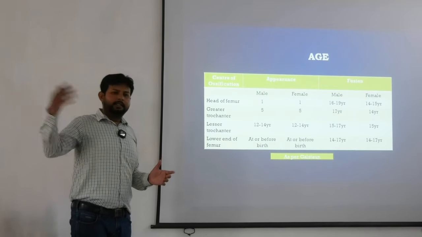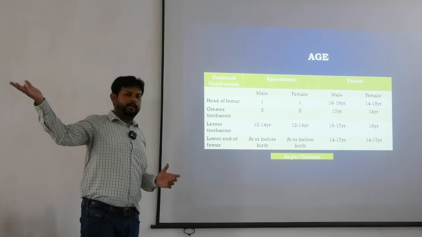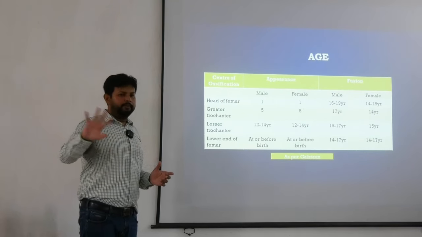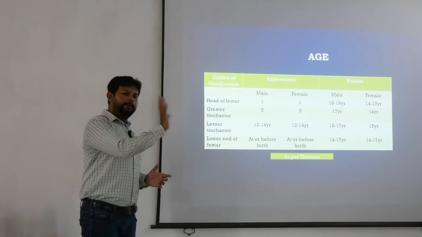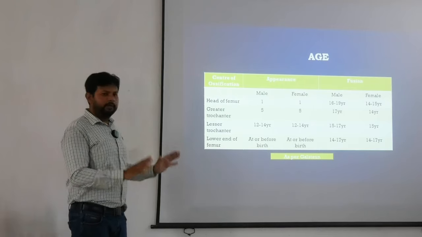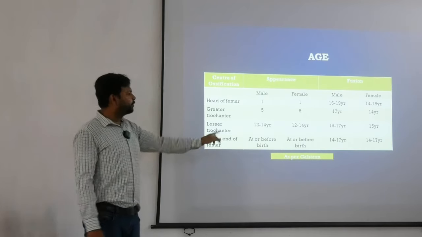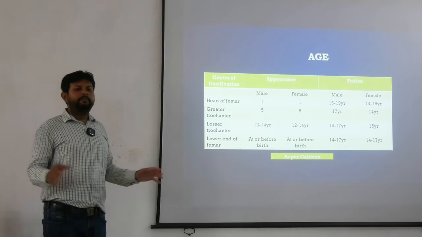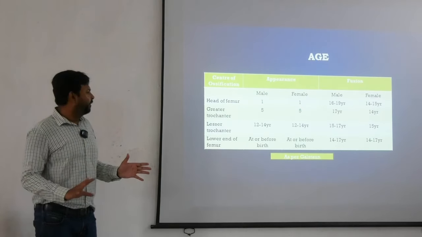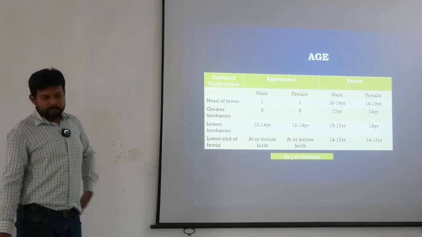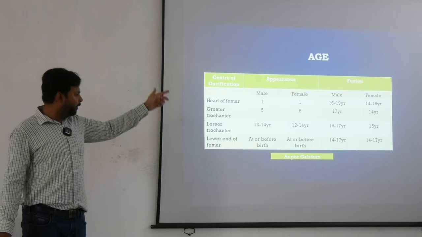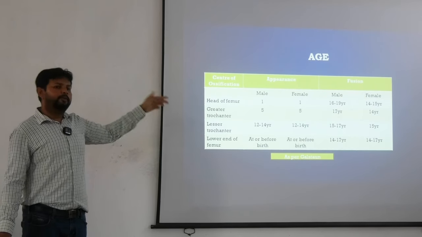Other charts, other states, other persons might have done. So according to them, if you are in UP, you will follow some different chart. If you are in Mumbai, their population will have their own values. This is for Bengal, Galstaun chart. Because if I give you all the charts, it's impossible to finish the class. So this chart is for the Bengali population, well accepted. And in exam also, you will be writing the age from this chart only.